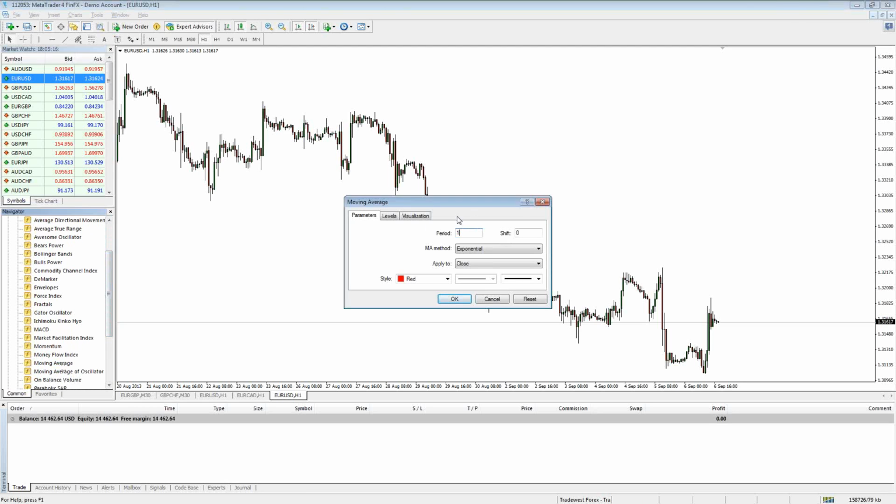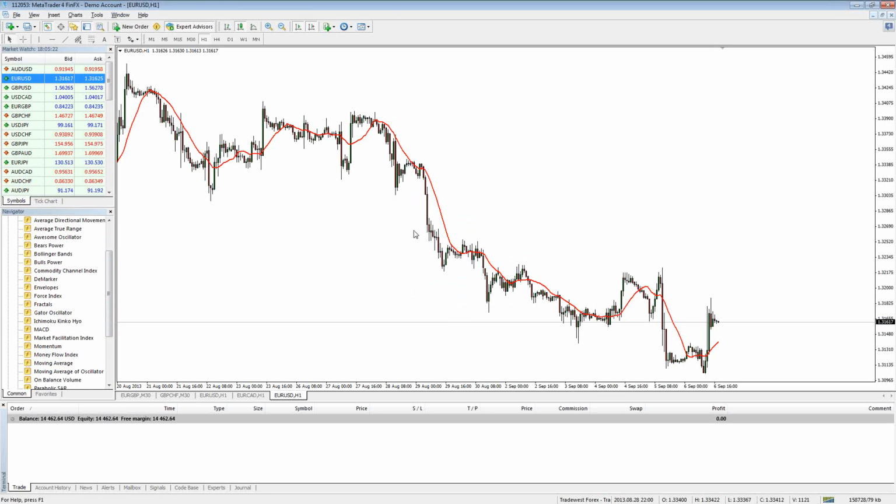Okay, let's just set it. I think the default's usually like 14 SMA. We'll just start with that. I'll throw that on the chart. And what a lot of traders I see do is they actually look for moving average crossovers, or they look for when price crosses over the moving average.